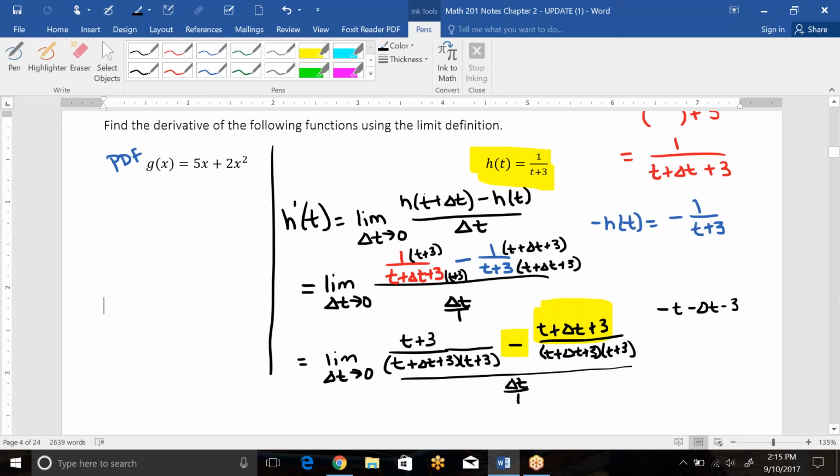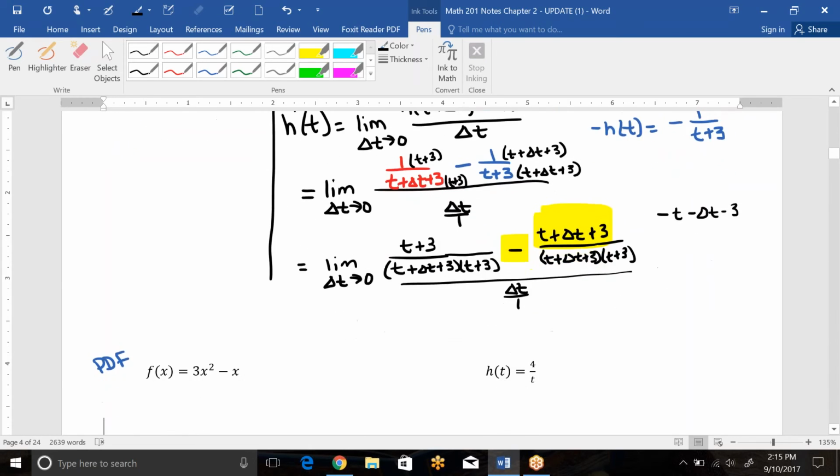So now on my next line, we're going to be able to combine these into one fraction. So this is the limit as delta t approaches 0 of t minus t, so that's going to cancel out. 3 and a minus 3 cancel out, so you actually just get negative delta t as the numerator on top. That's after distributing this negative and then combining like terms across the top. And that's over that denominator of t plus 3 and t plus delta t plus 3. And then all of that, remember, is still over delta t over 1.